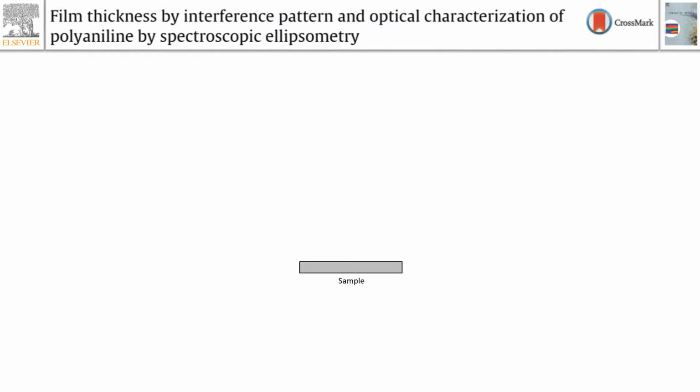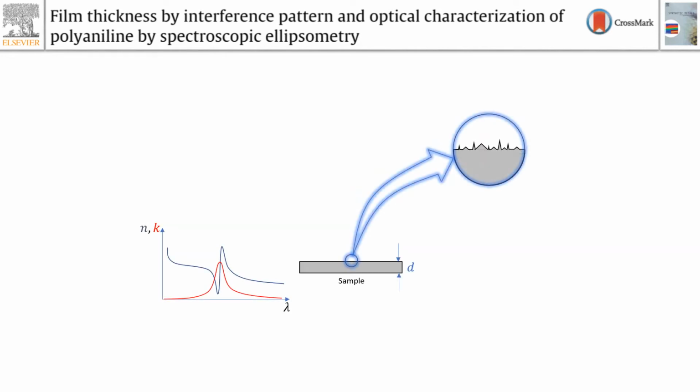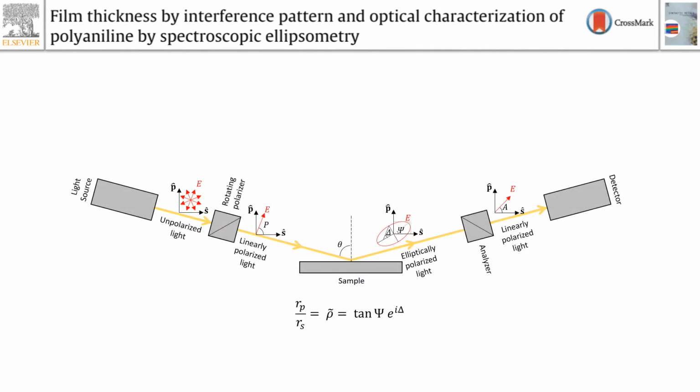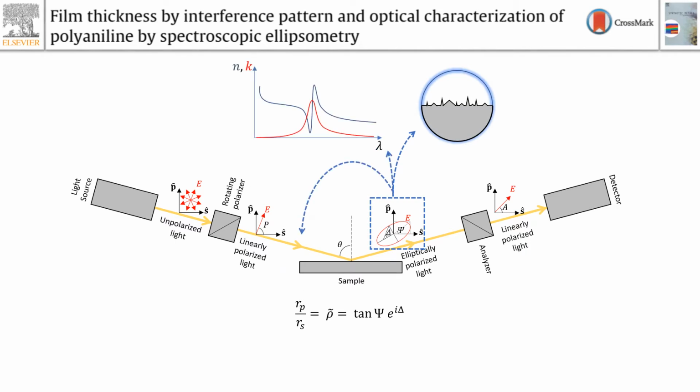Spectroscopic ellipsometry is a powerful optical technique for thin film analysis. It can provide optical properties such as refractive index, extinction coefficient, thickness, roughness, and others. It consists of analyzing the change of the polarization of light after being reflected off from the sample surface. From measuring the two parameters, psi and delta, one can obtain the desired optical properties of the sample.